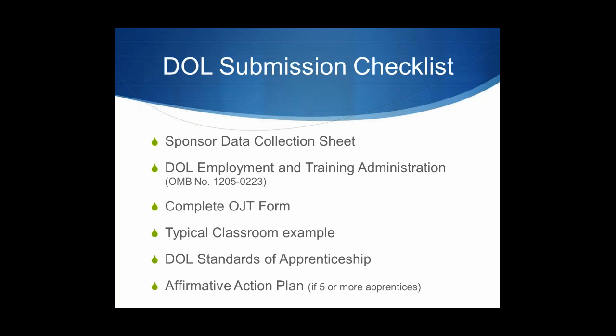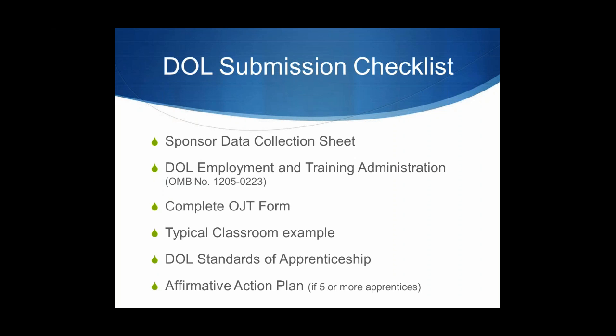There needs to be a sponsor data collection sheet, and I'm going to go over all of these here in just a minute. There needs to be a sponsor data collection sheet. There needs to be the Department of Labor Employment and Training Administration sheet. There needs to be your on-the-job training form, the one that you designed with Travis earlier. There needs to be an example of classroom, and I'll show you what that is. Then the big document that we have to fill out is the Department of Labor Standards of Apprenticeship.